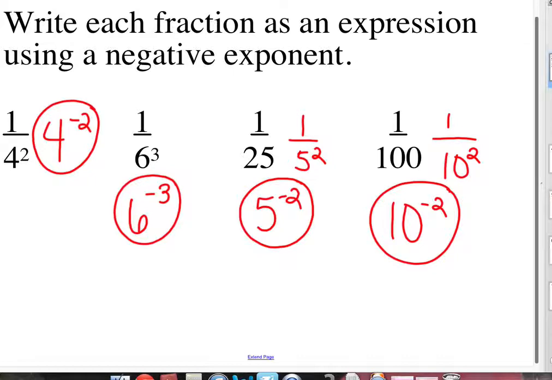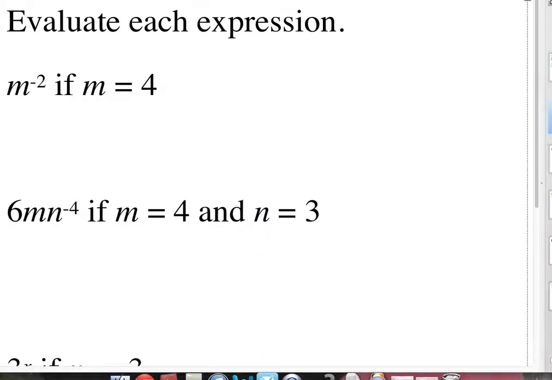Okay? We're almost done, believe it or not. Evaluate. You guys remember that evaluate means solve, I hope, by now. Evaluate each expression. So we're going to be solving these things all the way. Ready? Here we go. M to the negative 2 power if M is 4. I'm going to rewrite that, and instead of putting the M, I'm going to put the 4. So M to the negative 2 really means 4 to the negative 2. Can't have that. Send them to the basement. 1 over 4 to the positive 2.